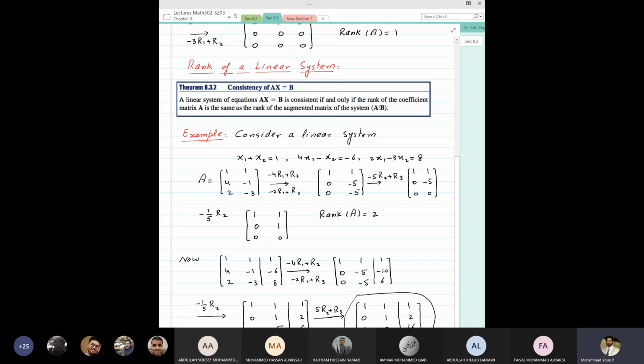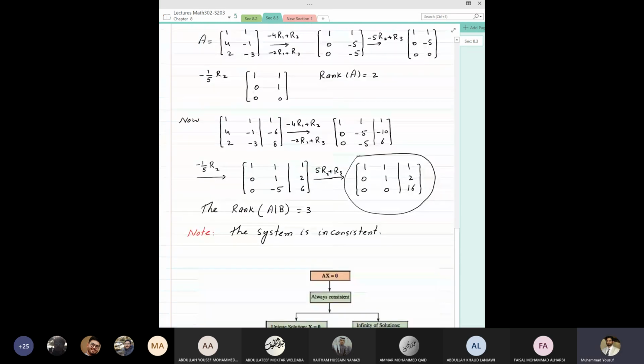We don't see the last row. Now what can you say about the solution? No solution. What is the rank of this augmented matrix? 3. Of course, it is 3, because now we have 16 as a non-zero number in the last row. So the rank of the augmented matrix AB is 3.